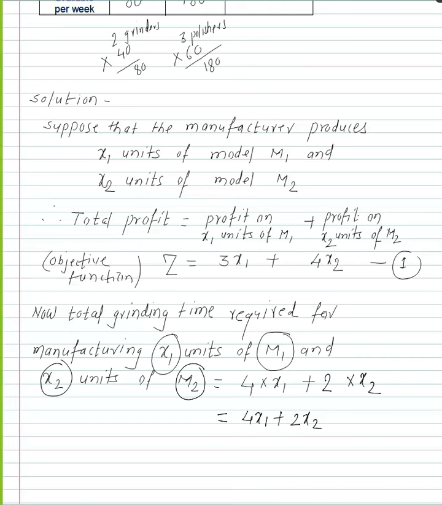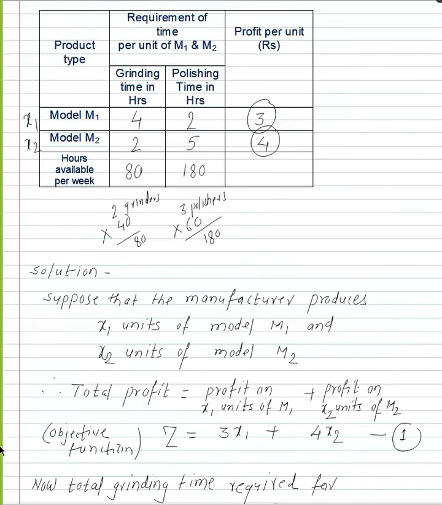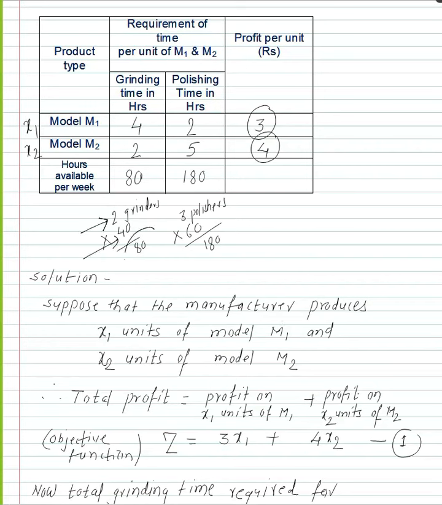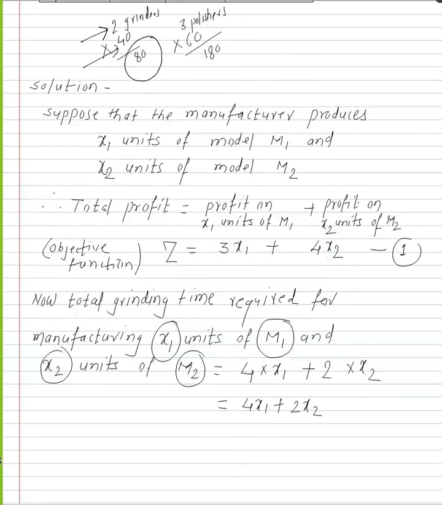Now how much grinding time is available? Only 80 hours are available for grinding. So this total grinding time required to manufacture x1 units of M1 and x2 units of M2 should not be more than 80 hours, because only 80 hours are available.